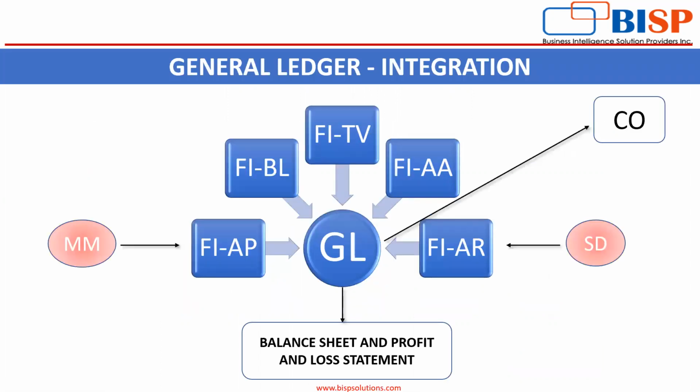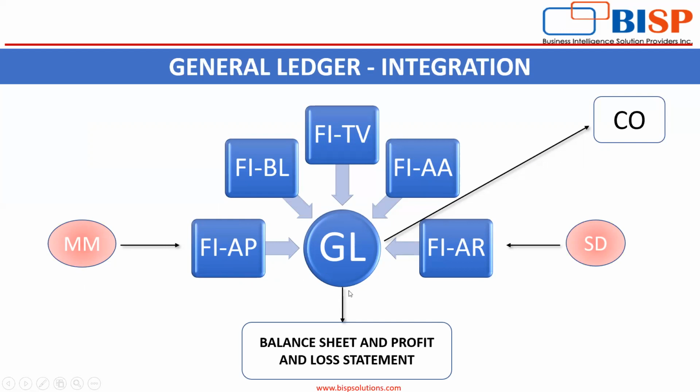All the modules in SAP are integrated with GL. Now this GL accounting is one main ledger. Also, there are sub-modules like SD and MM, that is material management, that are first integrated with AR/AP respectively, and then these modules are integrated with GL.